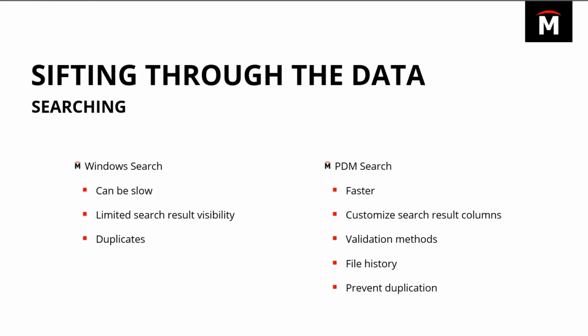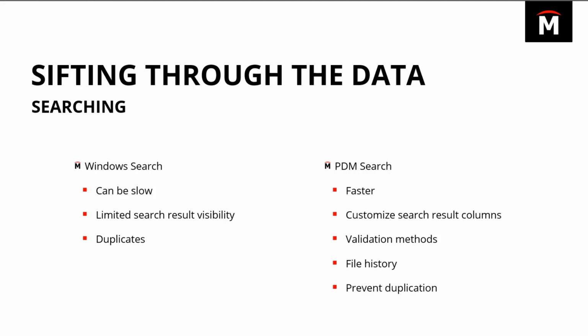So we end up opening the files and putting extra effort into verifying. We also find that we might have duplicates based on different user behavior, or maybe even just how you manage your revisions. Now with the PDM search, it's going to tend to be faster because really what it's doing is querying a SQL database. So it's just looking through a bunch of tables and finding the criteria that you supply it. We can also actually customize all the search result columns.